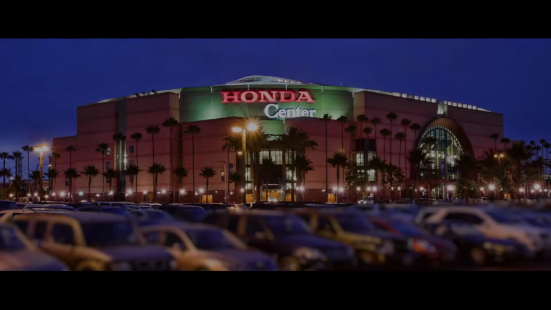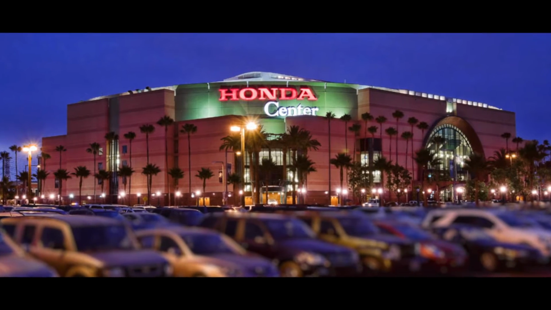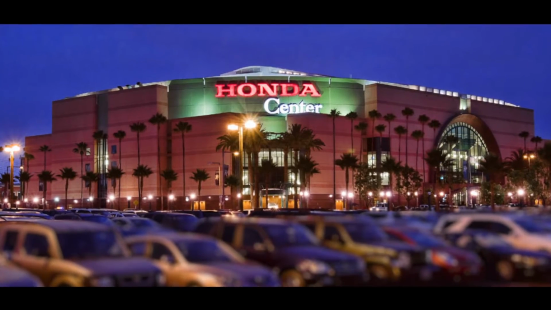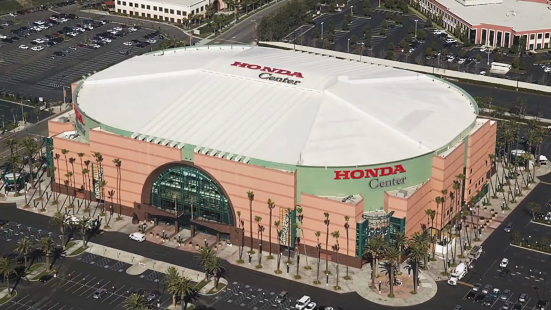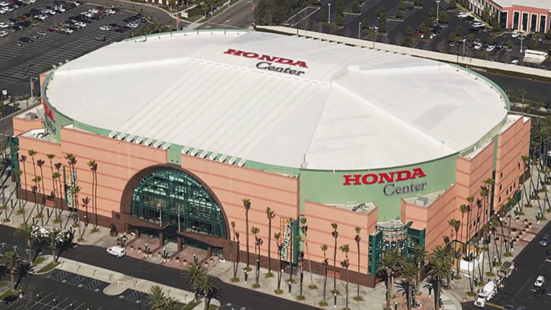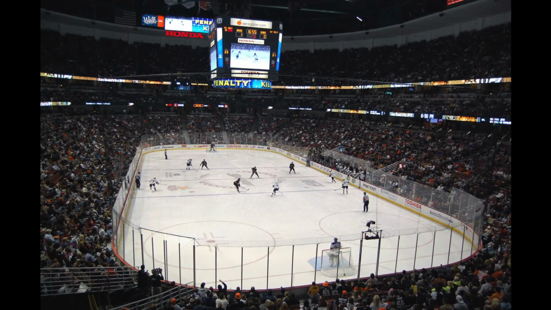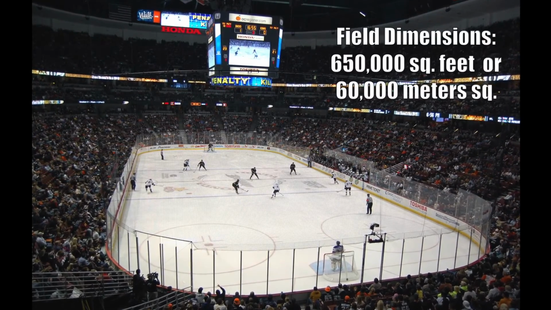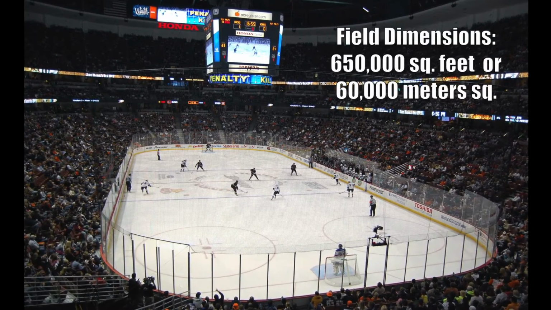If we walk around the perimeter of a building, we might want to know how far we walked in order to estimate the amount of time it would take. For example, you come out of the Honda Center in Anaheim and want to find your car. After walking around the approximately rectangular building with a distinctively elliptical roof, you find your car. You walk 2 times the length and 2 times the width when you find out that you're back where you started. The field dimensions of the Honda Center are approximately 650,000 square feet, or approximately 60,000 square meters.